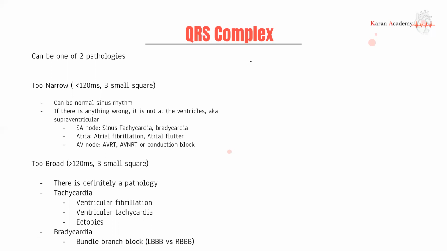However, if you have a QRS complex that's super broad, that's more than 120 milliseconds, there is definitely a pathology. Most typically, this is going to be a tachycardia of ventricular origin, your VTAC, VFib, as well as ectopics. With a bradycardia, you can have a bundle branch block presenting with a bradycardia.